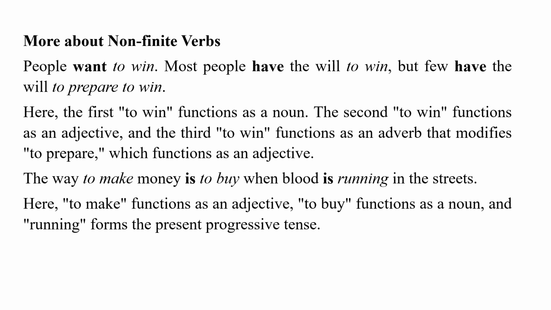The way to make money is to buy when blood is running in the streets. Here "to make" functions as an adjective, "to buy" functions as a noun, and "running" forms the present progressive tense.